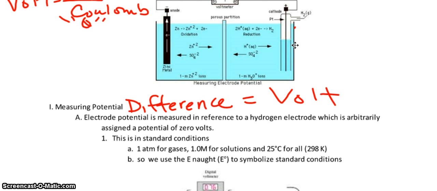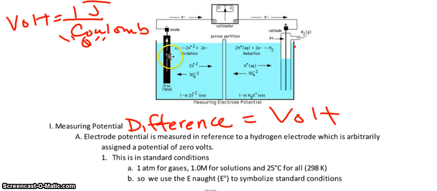In this case they put zinc in this salt bridge in this galvanic cell with the hydrogen, and whatever the reading is when you put zinc in here will determine its potential difference, its reduction potential. So electrode potential is measured in reference to a hydrogen electrode, which is arbitrarily assigned as 0 volts. And this is at standard condition. For gases, it's at 1 atmosphere. For solutions, it is a 1.0 molar solution, and at 25 degrees Celsius.